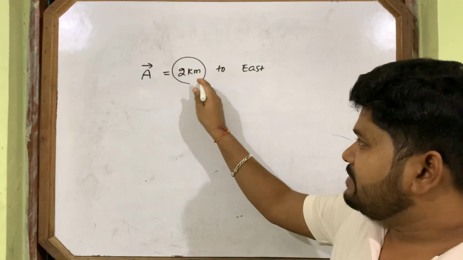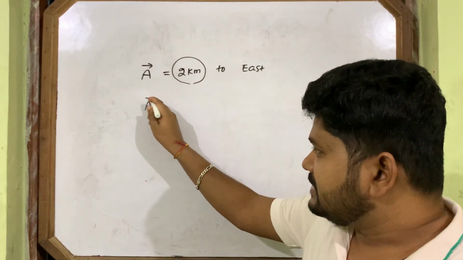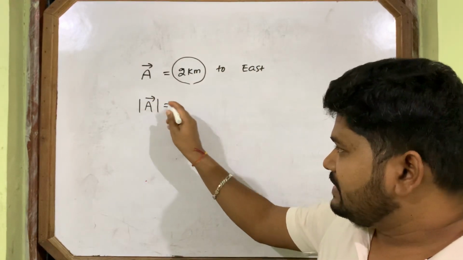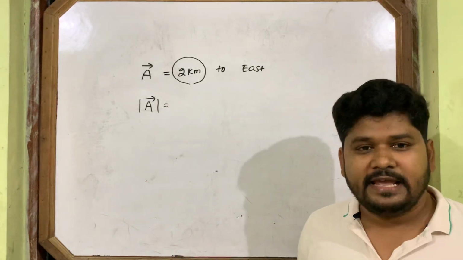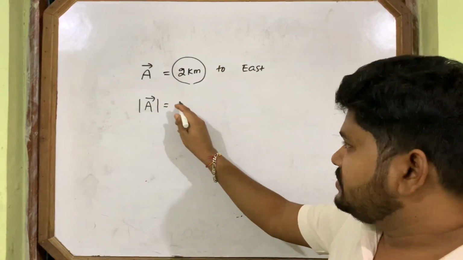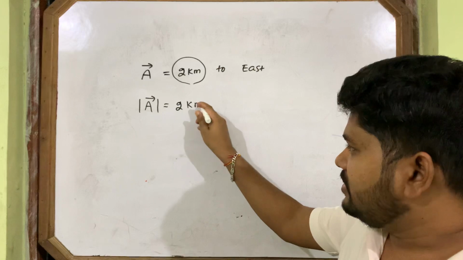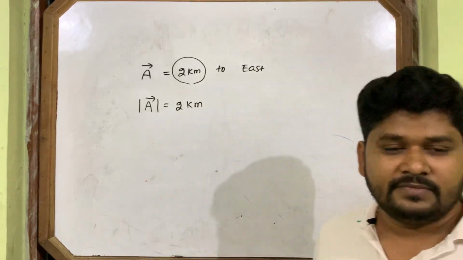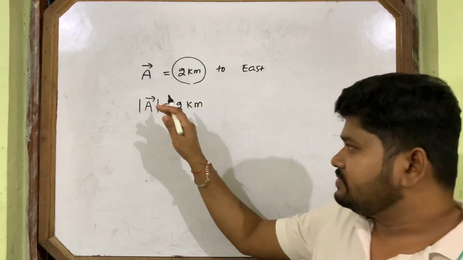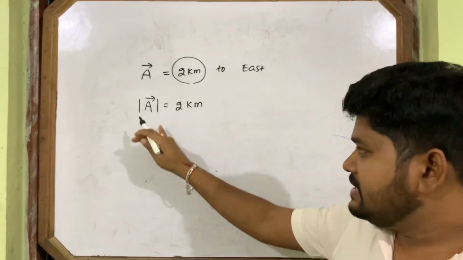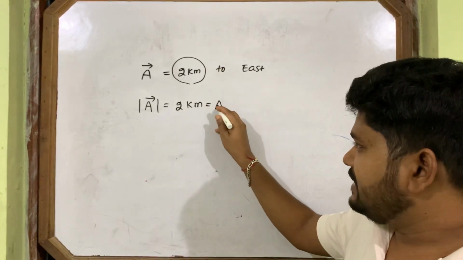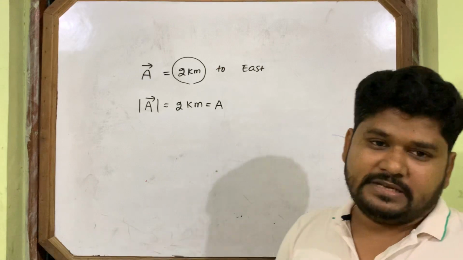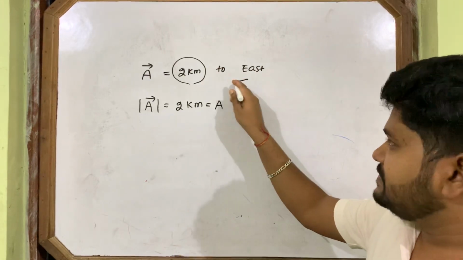Then how will we present its magnitude? Magnitude is presented like this, the symbolic presentation of the magnitude of a vector. Magnitude is 2 kilometer, or you can write only 2, you can tell the magnitude. This is the magnitude of the vector, and symbolically you can also write simple A. That is the magnitude of the vector.